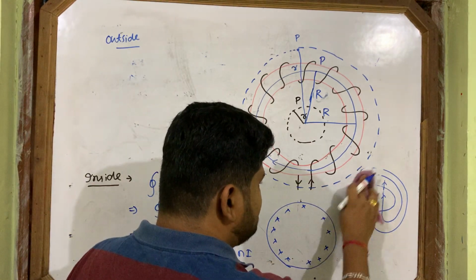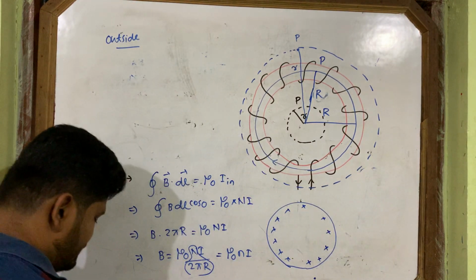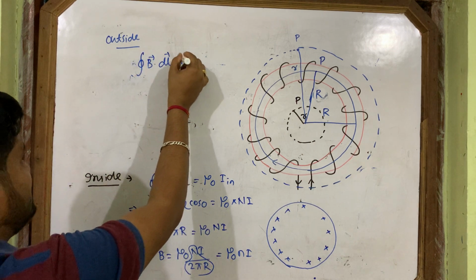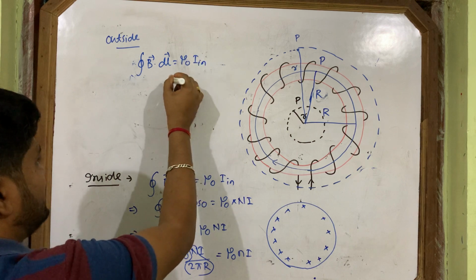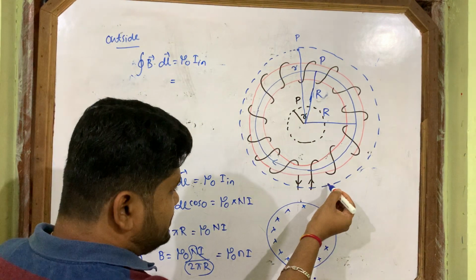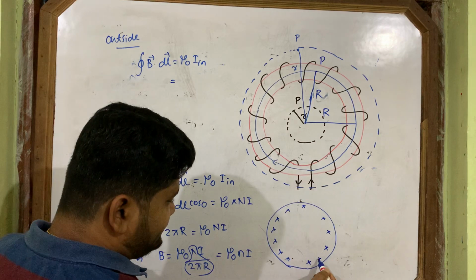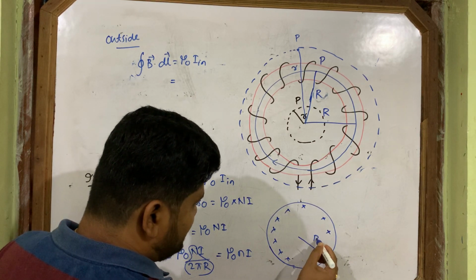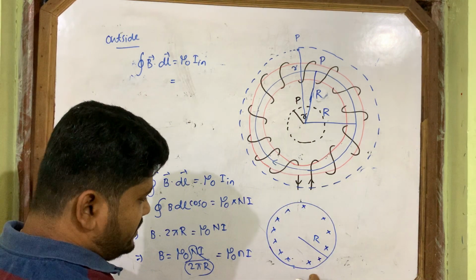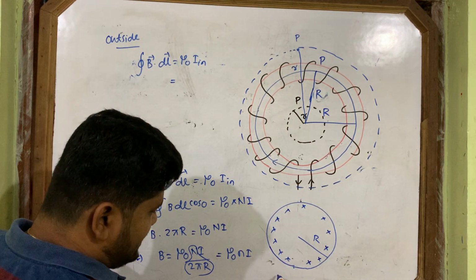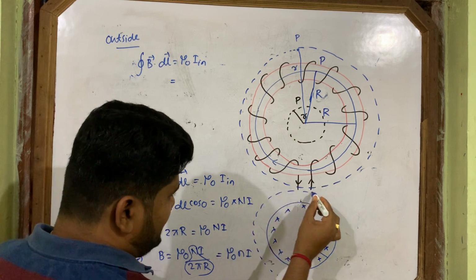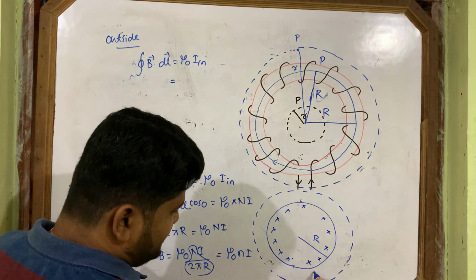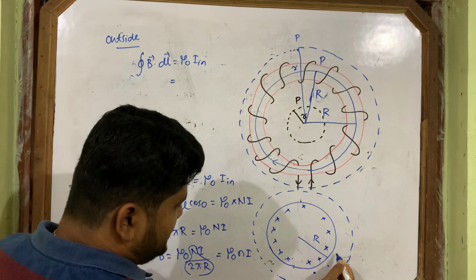If the dotted blue line is our Ampere loop, we'll use Ampere's circuital law there: B dot dl equals mu naught I in. What is the value of I in here? This dotted blue line is our radius r. This is our toroid, and the Ampere loop is this one. The Ampere loop encloses the toroid completely. So here current enters, here comes out, enters, comes out.